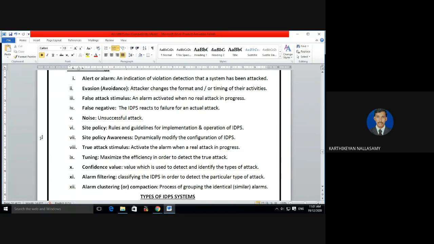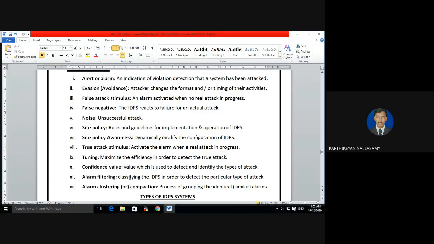Okay, so the next one is called alarm filtering. Even though n number of attacks are possible, and for every attack maybe there is a different kind of alert, we need to classify which category the attack belongs to. That is called alarm filtering. And alarm clustering or compaction is the process of grouping similar types of attacks into a group. That is called alarm clustering and compaction.